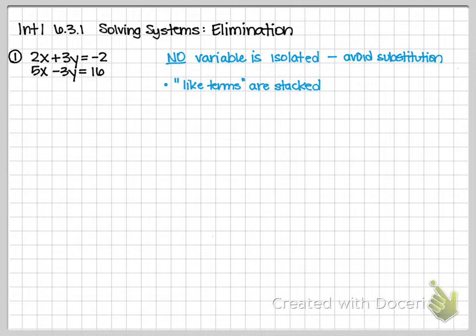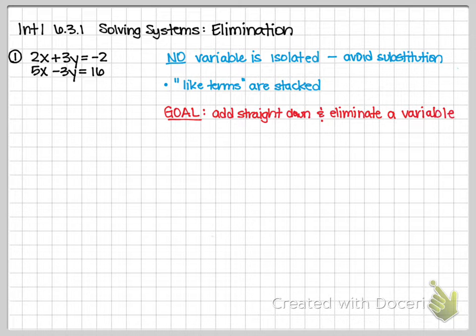Okay. Every single time we do elimination, so this method, I have an end goal, always. My goal is always the same thing. To perform the elimination, I would like to add straight down. And in doing so, I would like one of the variables to disappear. That's my goal the whole time. My goal is to add straight down, and in that process, eliminate a variable. That's always my plan. Now, in some situations, I might have to do some prep work for that to happen. But ultimately, I always want to add straight down.